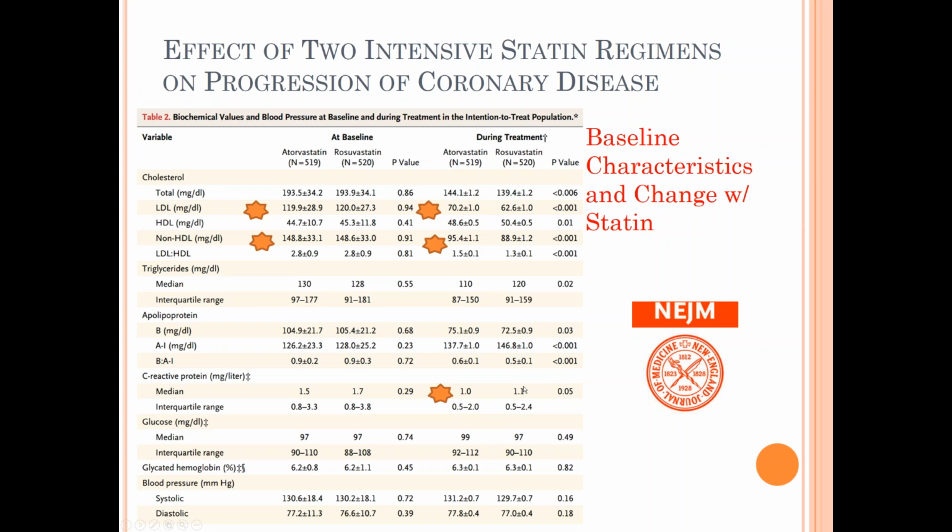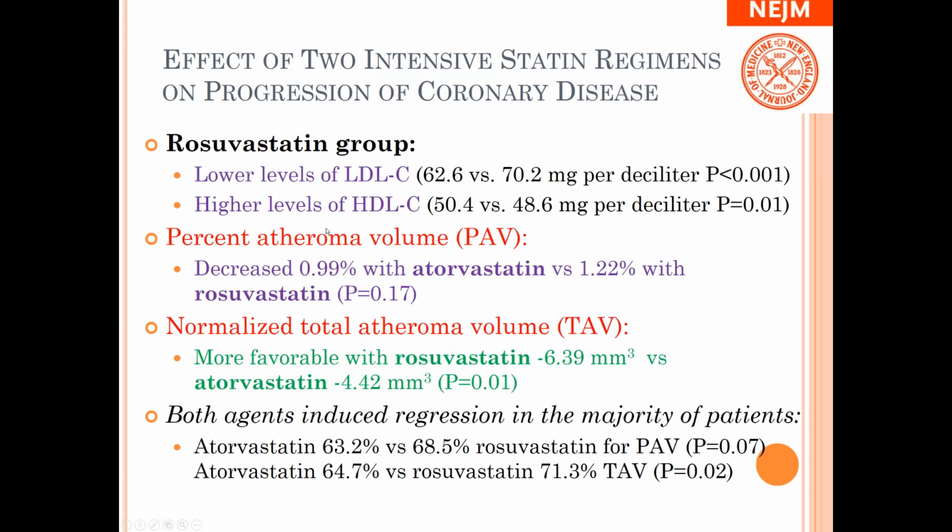C-reactive protein was also decreased, and there was a post-hoc analysis of this study, which I'll be talking about, looking specifically at CRP. So LDL levels, as I mentioned, were lower for both groups, and it was statistically significant. There were also higher levels of HDL, and the percent of atheroma volume decreased by 1% and 1.2% for atorvastatin and rosuvastatin, respectively.